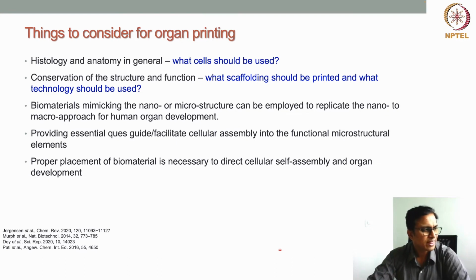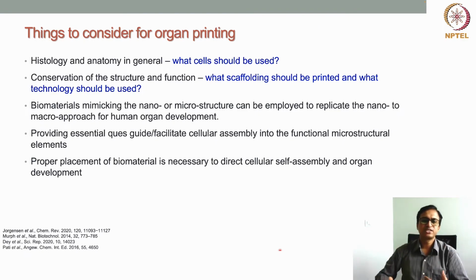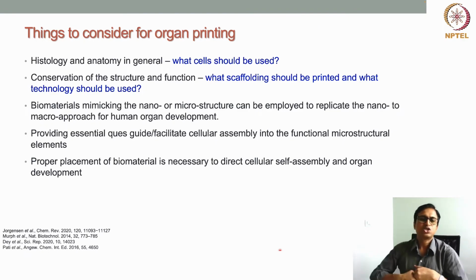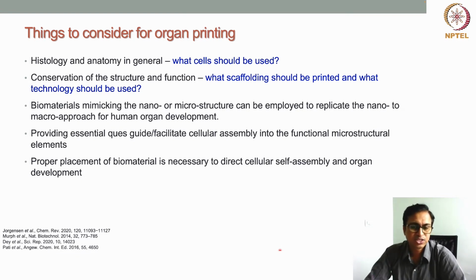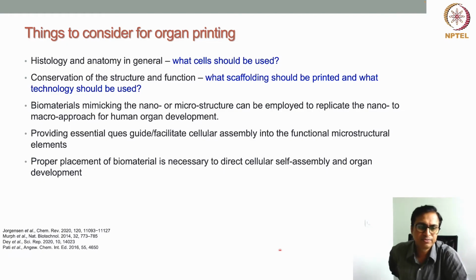Something like, suppose in our tissue or organ, collagen is a biomaterial. Collagen is a protein that is present in most of our tissues in the ECM, extracellular matrix. Typically the structure of collagen has a nano dimension, and then it produces collagen fibers that are in micro dimension. So we can use several biomaterials that can mimic the nano or microstructures of that particular tissue, so that we can replicate the nano to macro approach for human organ development.